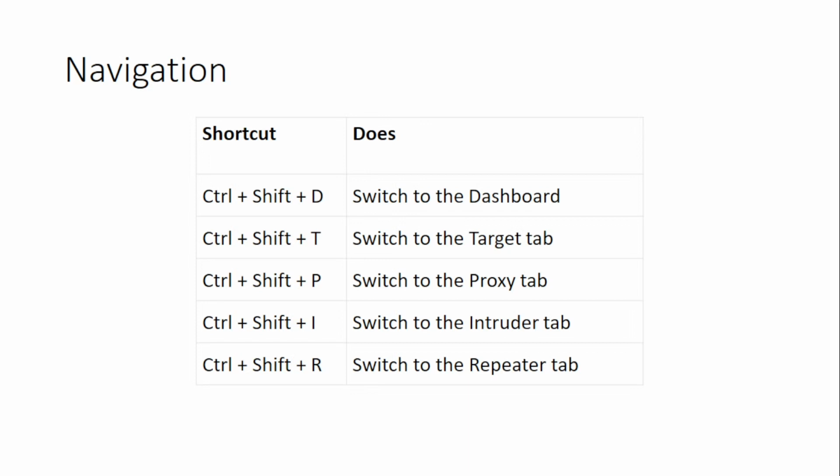And by default, these are these. So Control-Shift-D for switching to the dashboard, Control-Shift-T to switch to the target tab, Control-Shift-P to switch to the proxy tab, Control-Shift-I to switch to the intruder tab, and Control-Shift-R to switch to the repeater tab.